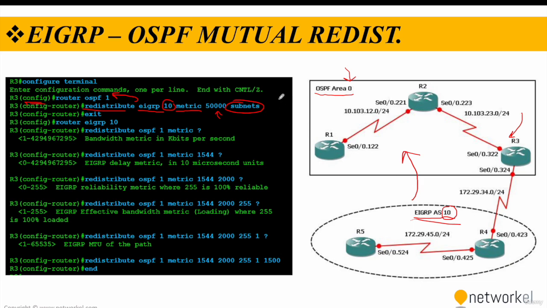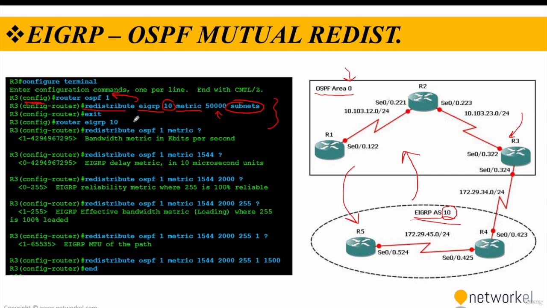With the help of this command set, router 1 will be able to see the routes coming from this EIGRP domain. Then the next step is that router 5 also needs to see the routes related to the OSPF area, right? I need to do a redistribution in this direction as well. For this, here is the command.